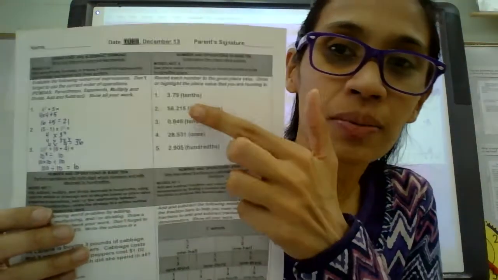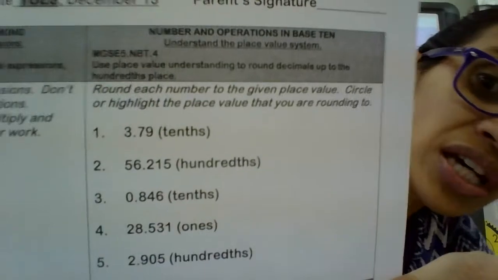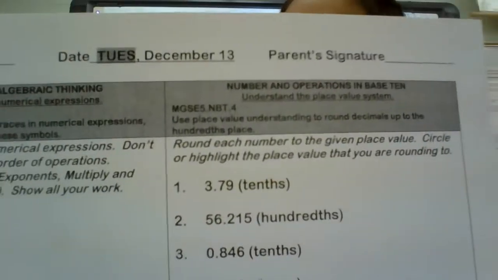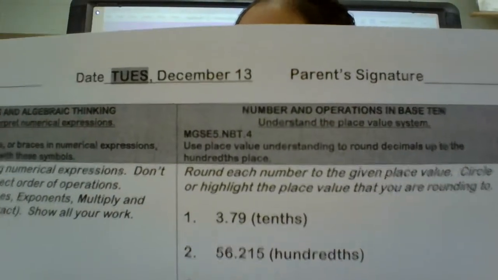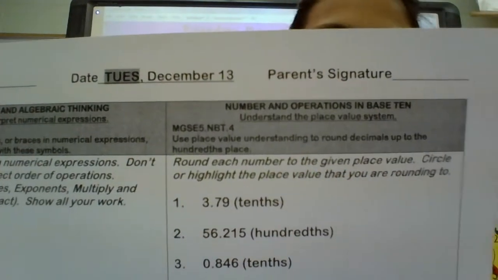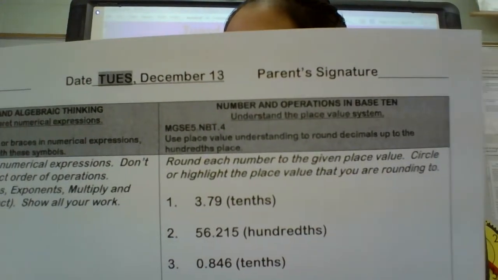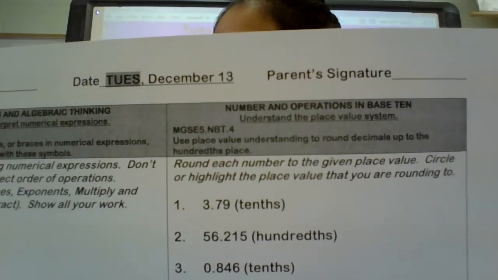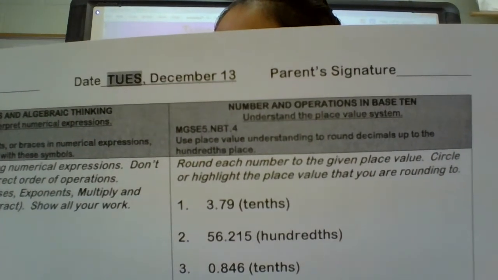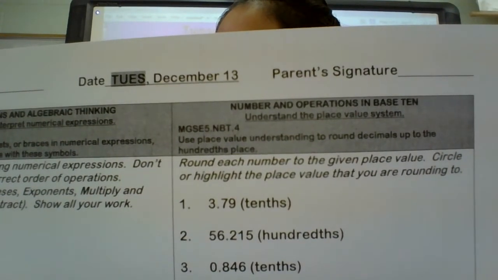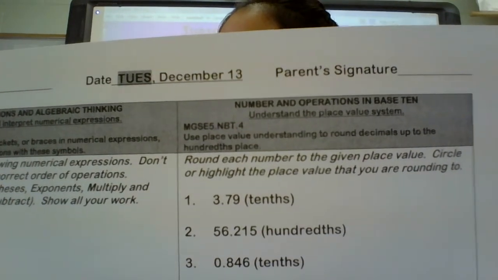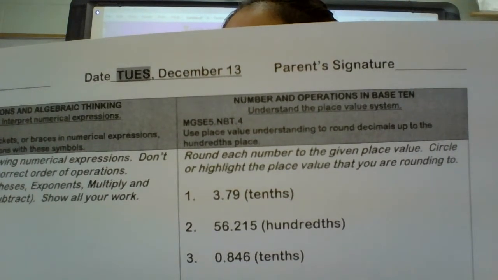Make sure you have your sheet, okay? I have mine. Let's read this. Can you see it? Read the standard right there. Number and operations in base 10. Understand the place value system. Use place value understanding to round decimals up to the hundreds place. Circle or highlight the place value that you are rounding to.